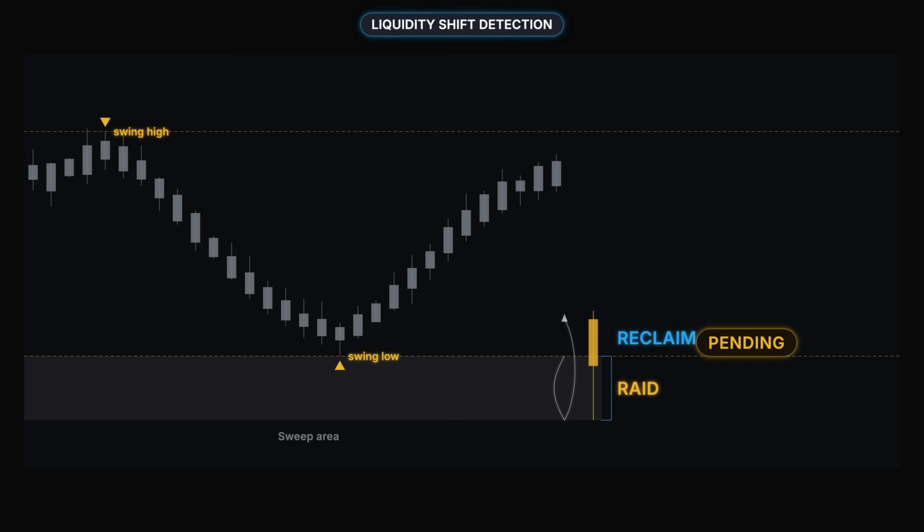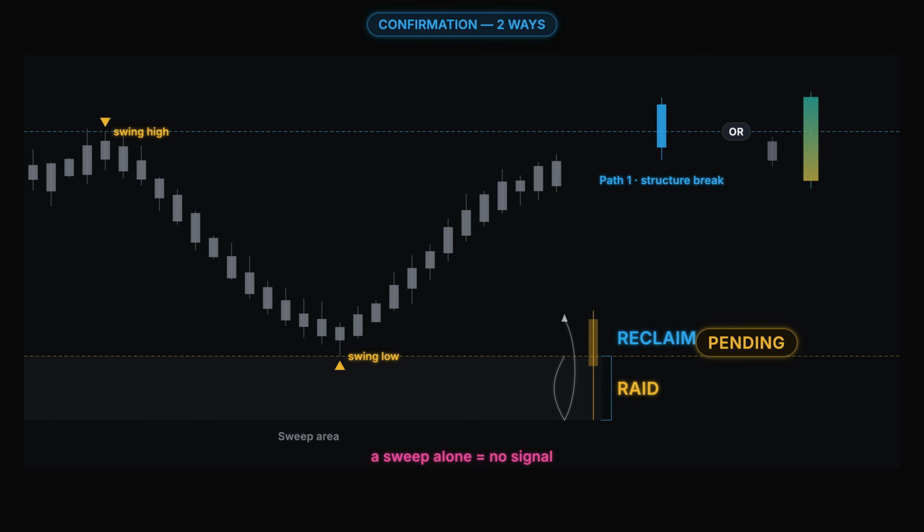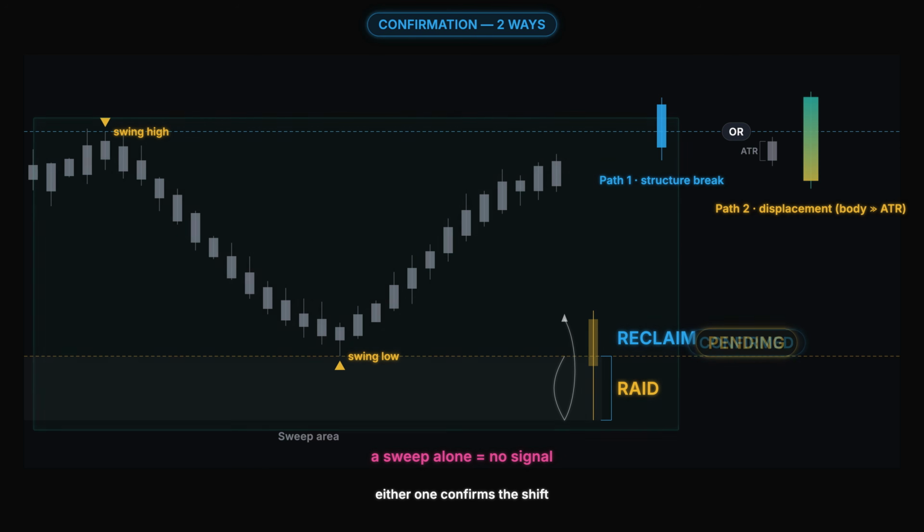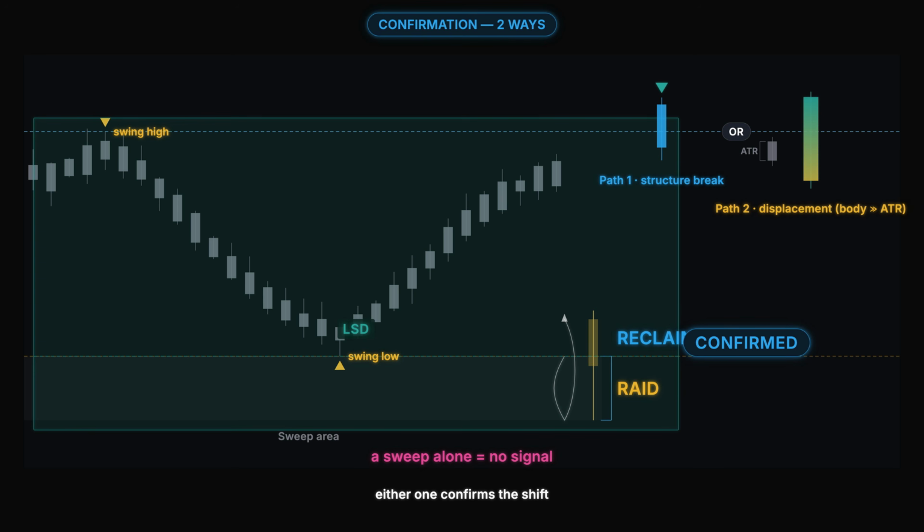That alone is only a pending state. The sweep on its own means nothing. The tool then waits for confirmation, and confirmation comes in one of 2 forms. Either price closes through the opposing structure, an actual break, or a displacement candle prints, a body large enough relative to ATR to signal real intent rather than drift. Only when one of those lands does the level get stamped as a confirmed liquidity shift, with a line, a label, and an arrow on the confirmation bar.